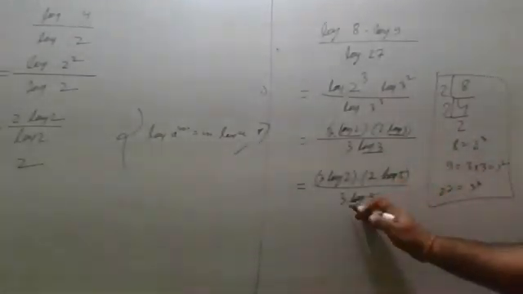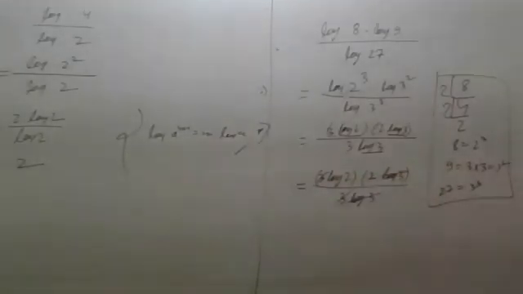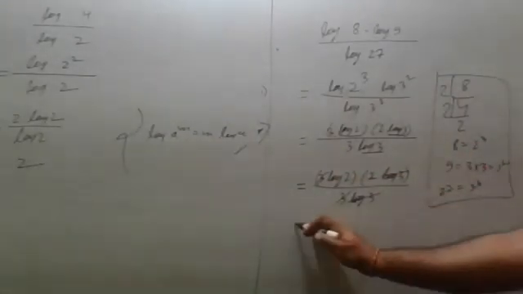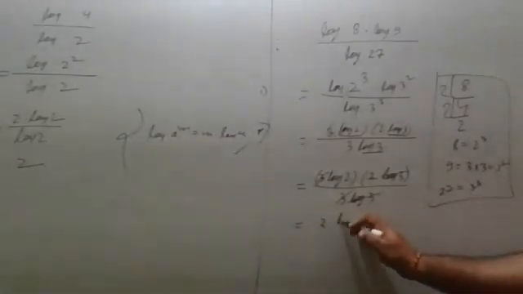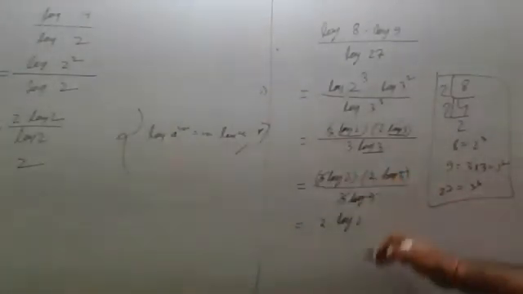Log 3, log 3, 3. But whenever you want to cut it, write it again. Okay? Equals to. So we can write this 2 before log 2: 2 into log 2. Coefficient must always be written before the log.